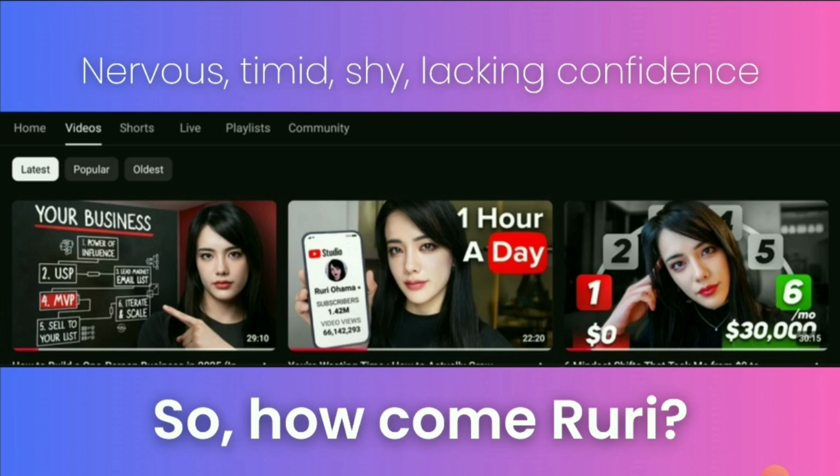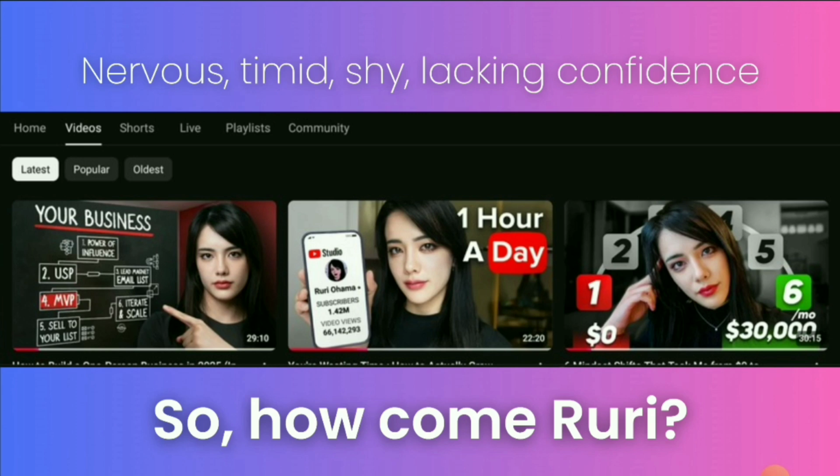Now, that's not to say Ruri. That's just saying that if I know someone who looks like this in real life, what would I think of them without even talking to them or getting to know them? It's just stereotypes, and our brain likes to make that association. So seeing that, I would think someone is nervous, timid, shy, and lacks confidence.